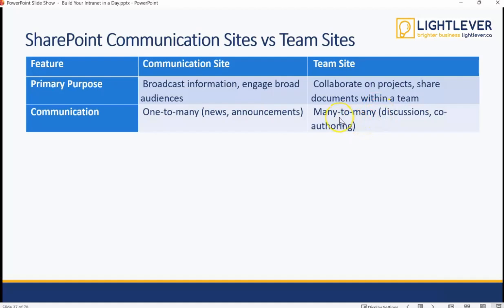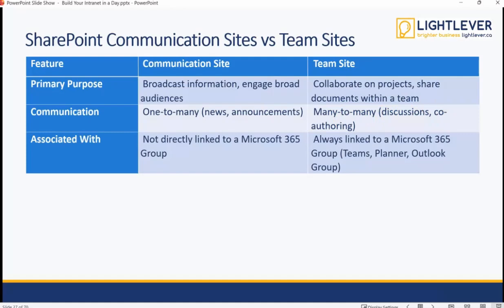Whereas the team site, in contrast, is many to many. So we're all kind of equals here, where we are having discussions, we are co-authoring, collaborating, and working together. Now, the associated with feature here, in order to talk about this, I need to first talk about Microsoft 365 groups. So a Microsoft 365 group is a way of organizing people, a grouping, a gathering of people.